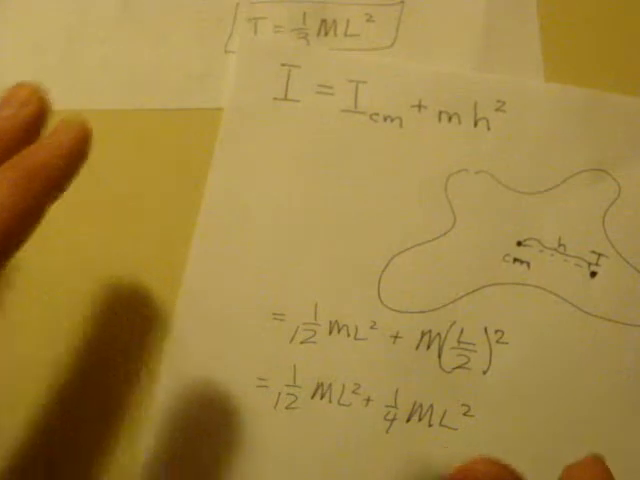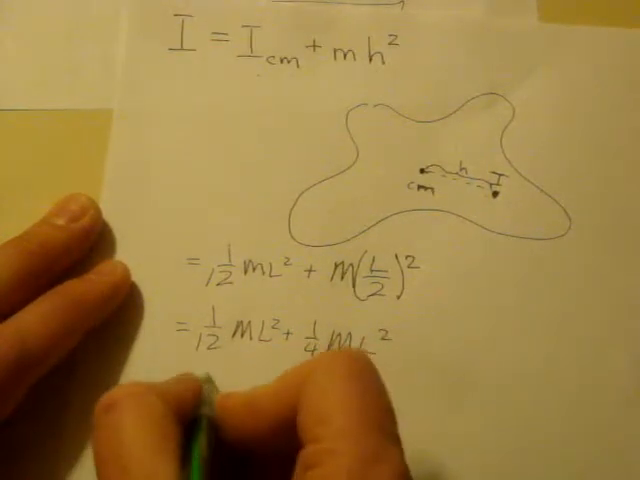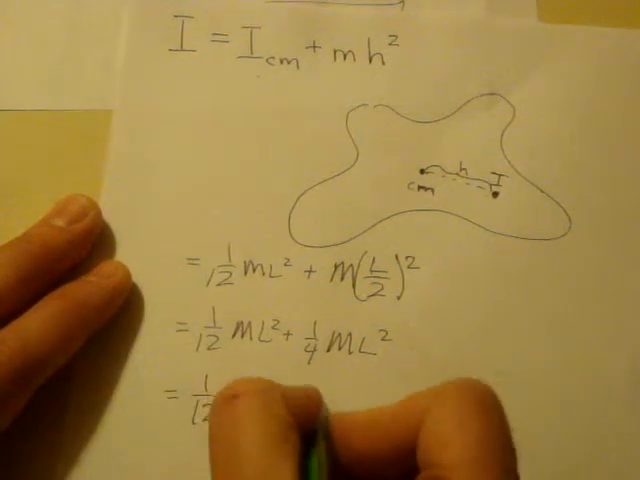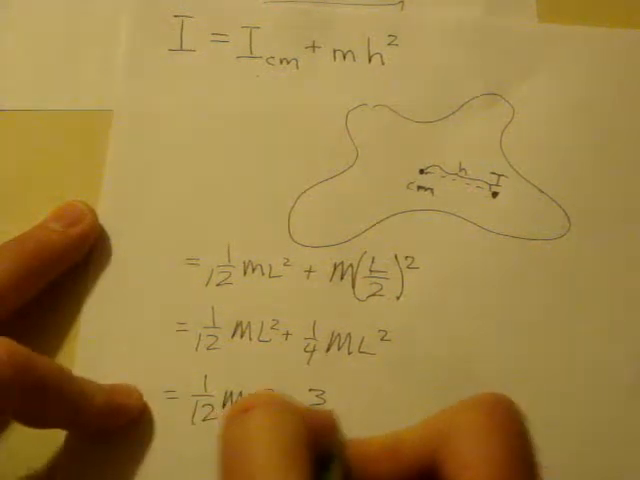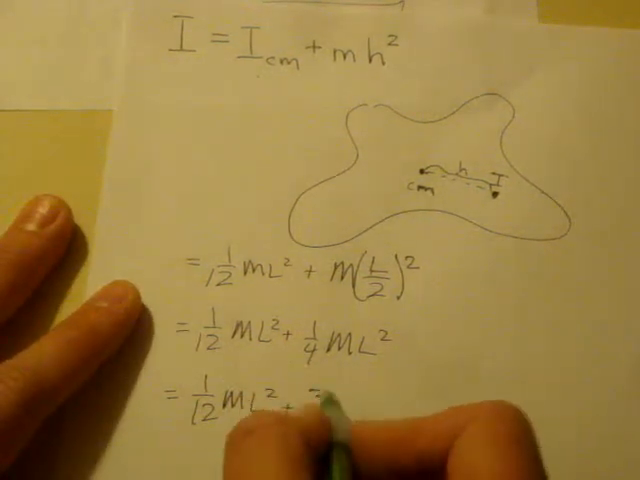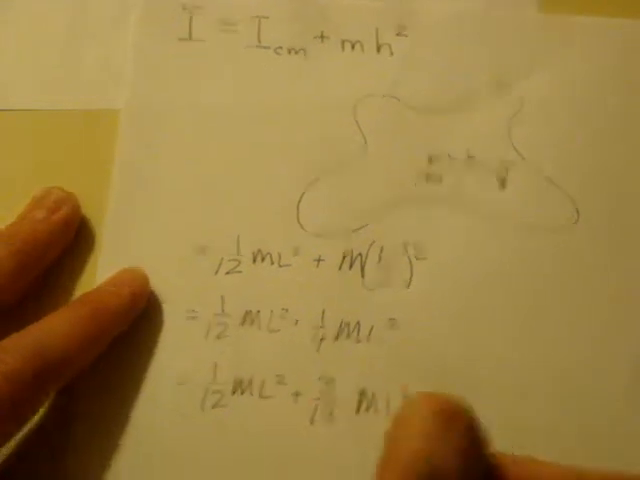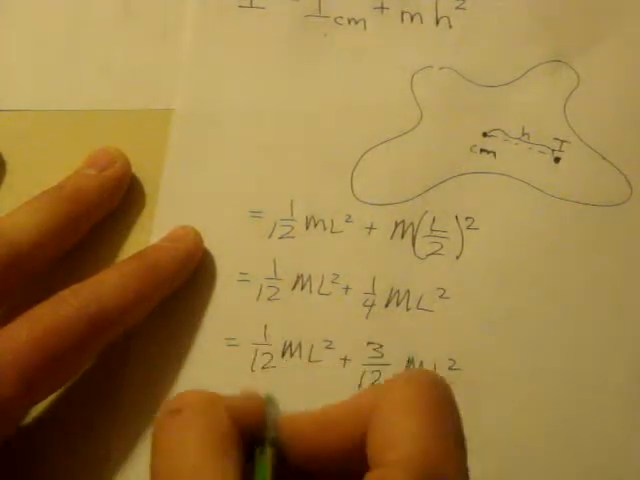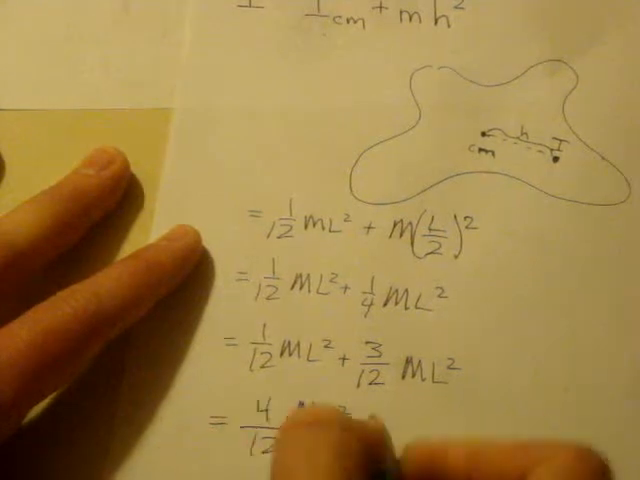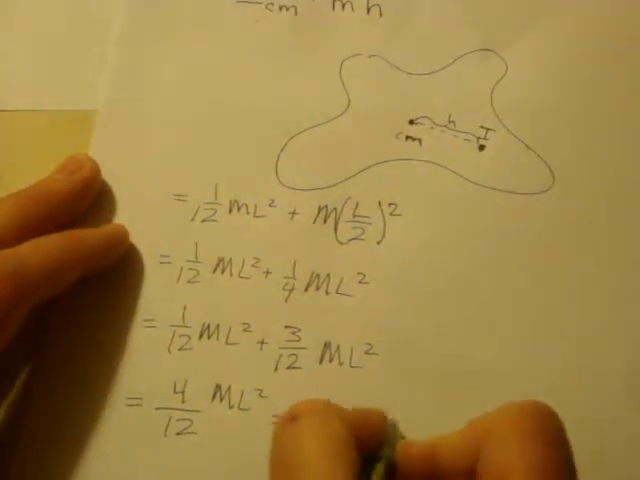And now we have to add fractions with different denominators, and this is always really, really scary. So we just need to get a common denominator, which is going to be 12. We multiply the top and the bottom of the right term by that special 1, 3/3, so on the bottom we get 12 and on the top we get 3 ml squared. The tops we add together, we get 4 ml squared over 12, and then we divide through and simplify this, and we get 1/3 ml squared, right?